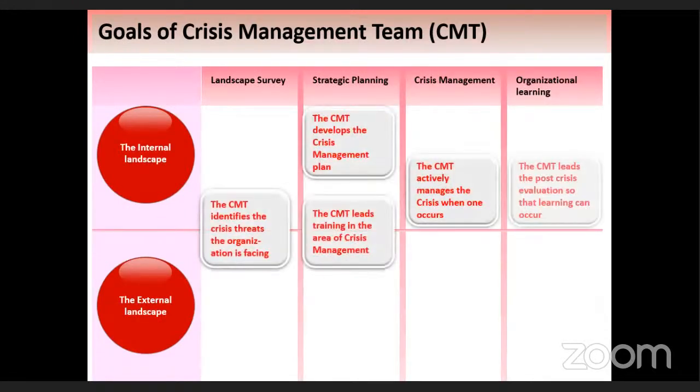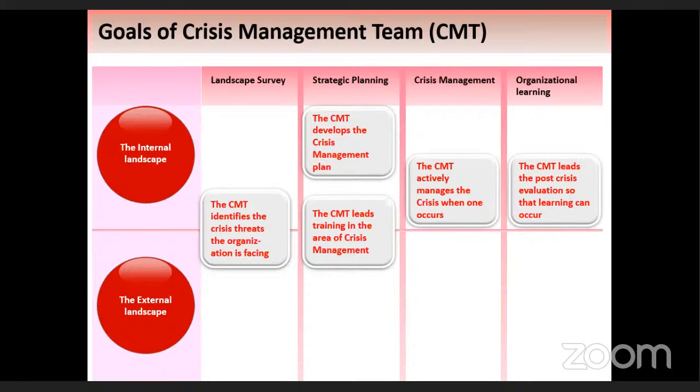We have a crisis management team. We have the internal landscape and external landscape. Remember, we talked about internal weakness and external, internal weakness and internal strength. Now, we want to look at the two ways to manage, goals of crisis management team. They have internal landscape, they have external landscape.